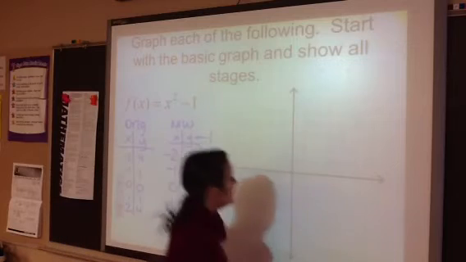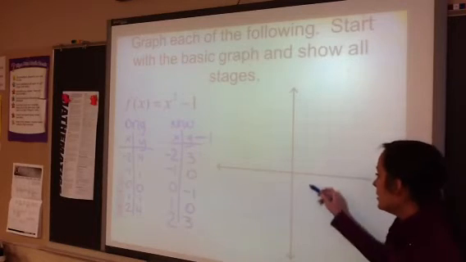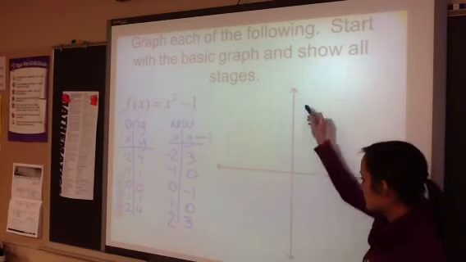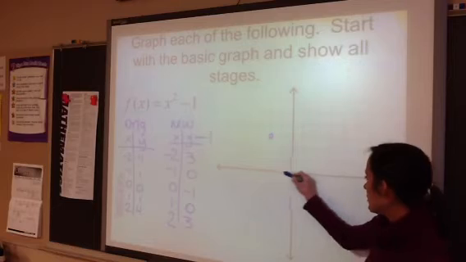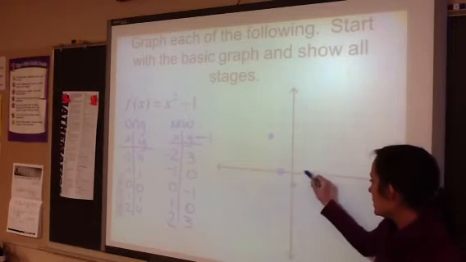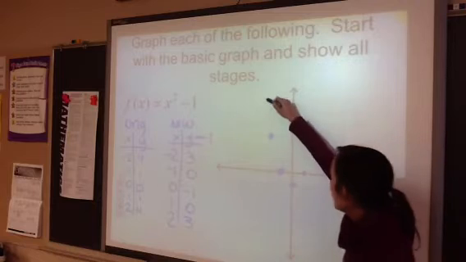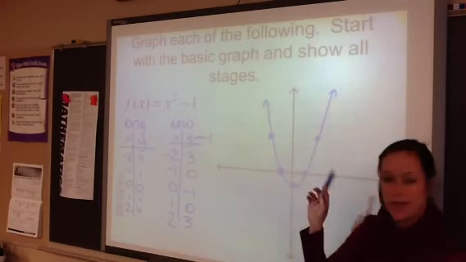So we're going to go over here and we're going to plot our dots. Some of you are like, how do I plot a dot? Well, your x-axis is here, your y-axis is here. Go over 2 and up 3. Bam. Go over 1 and stay at 0. Stay at 0 and go down 1. And so on and so forth. And you get your lovely little parabola. Yay, go you.